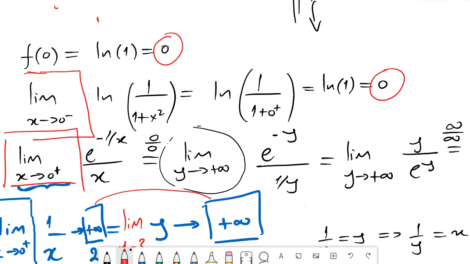Okay, so f of 0 is 0, and ln of 1, the limit on the left side, is 0. So the right side limit is this funny limit, e to the power of minus 1 dividing x. Okay, we have an indeterminate here, right? 0, that's infinity, minus 1 dividing 0 plus, that's minus infinity, right? That goes to 0, and this one goes to 0.